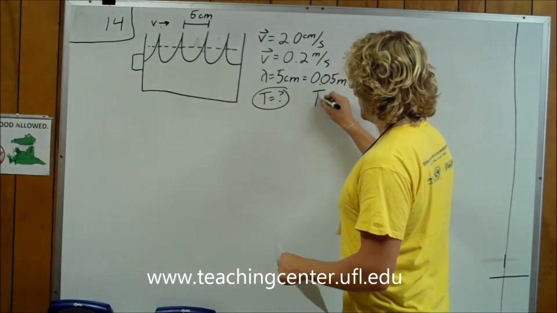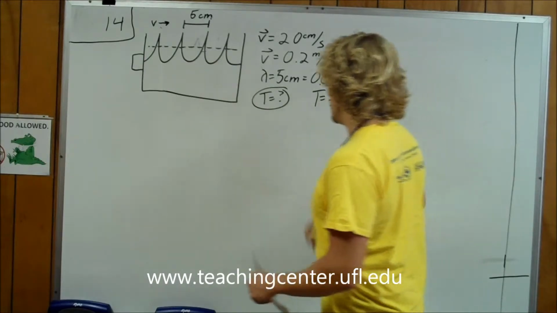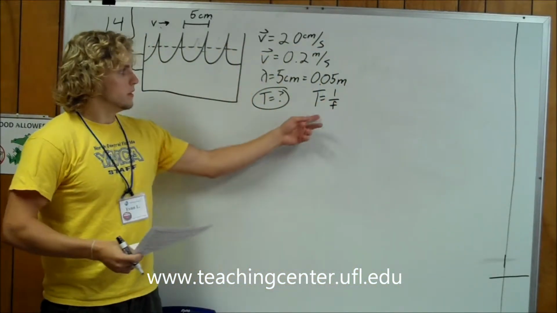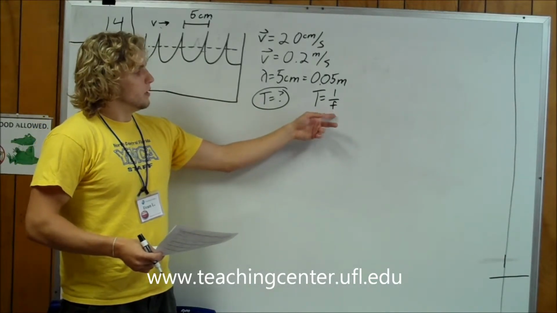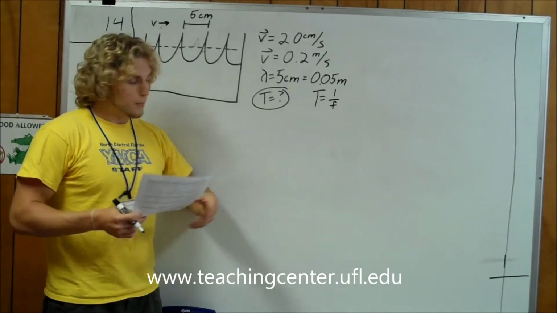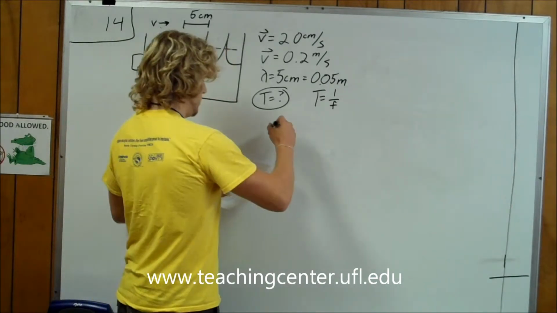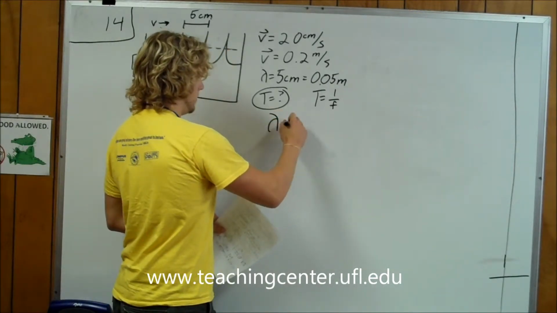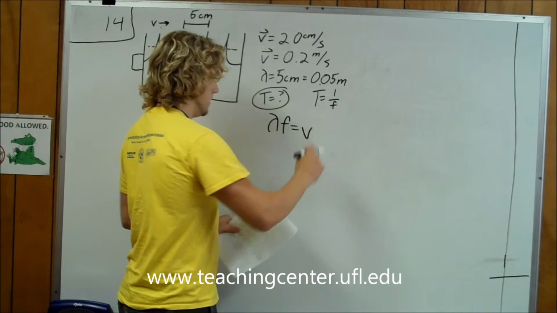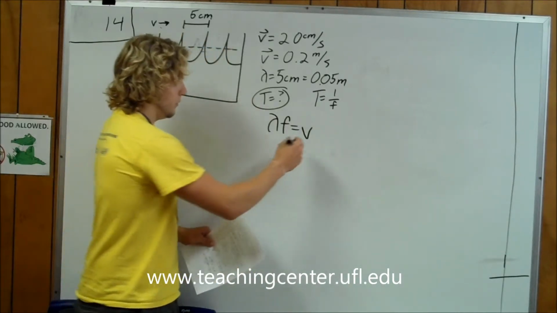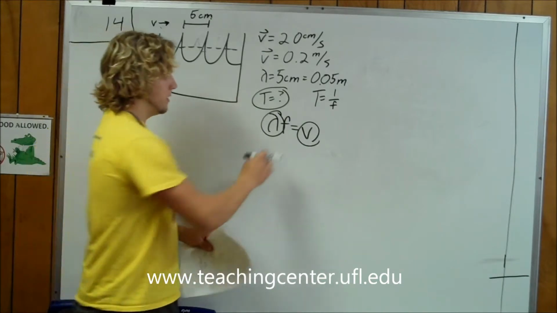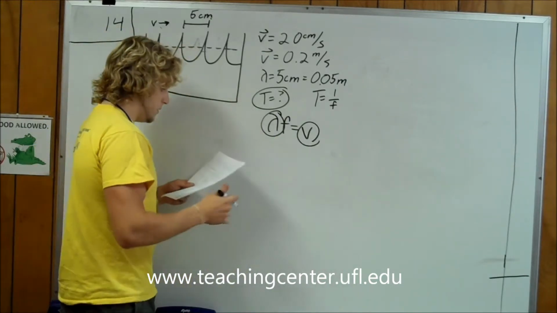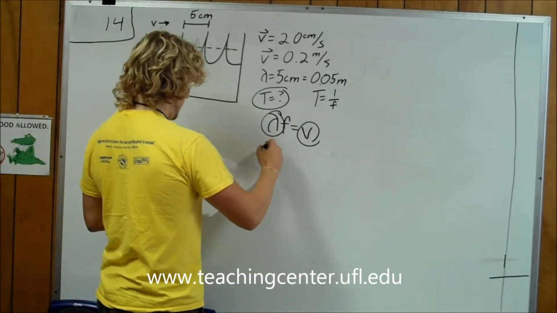Time period relates to 1 over frequency. Right? That's pretty much how we do it. How can we get frequency? We're not given it, but we do know that wavelength times frequency is equal to velocity. We know this, and we know this. So that means we can find frequency. So let's go ahead and find that.